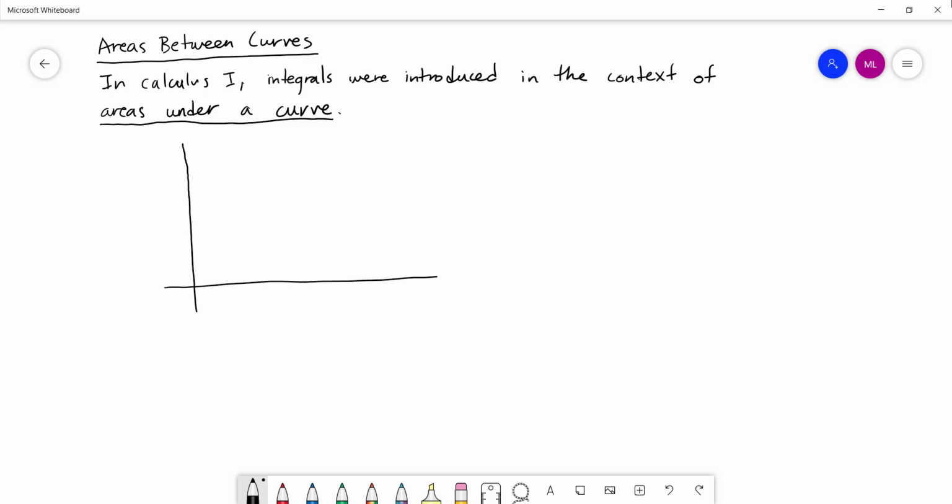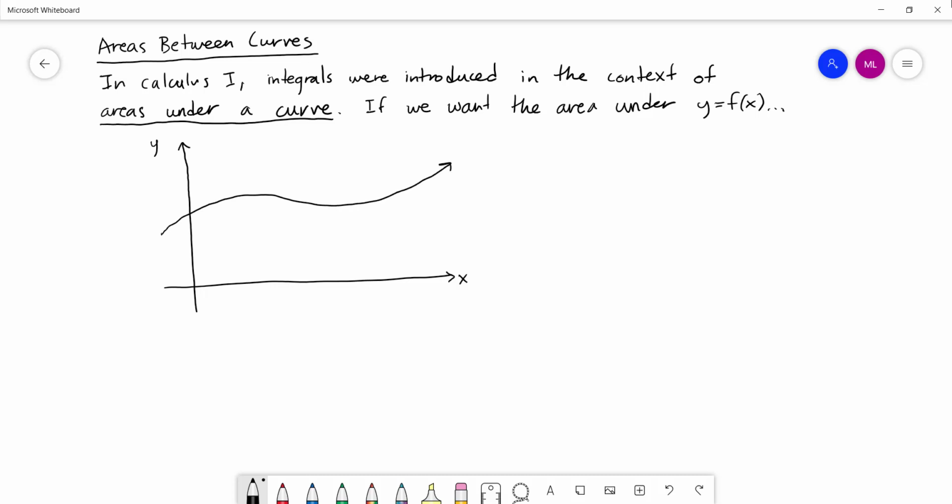We had our axes. Here's our x-axis, here's our y-axis, and say we wanted to find the area under y equals f of x. Here's what that might look like. We have our axes, and here's maybe some generic function that I'm going to say is our y equals f of x. There's our generic function.